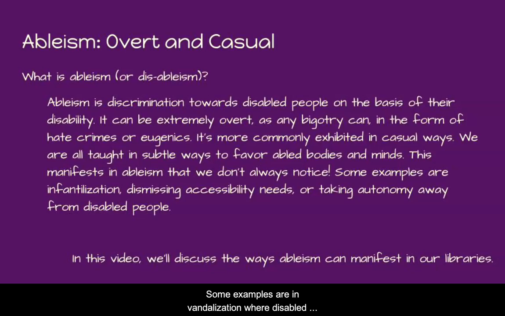Some examples are infantilization, where disabled people are assumed to be childlike, dismissing accessibility needs like captioning or a ramp, or taking autonomy away from disabled people by doing things like assuming they can't decide for themselves. This video will focus on the way that ableism can manifest in our classroom libraries.